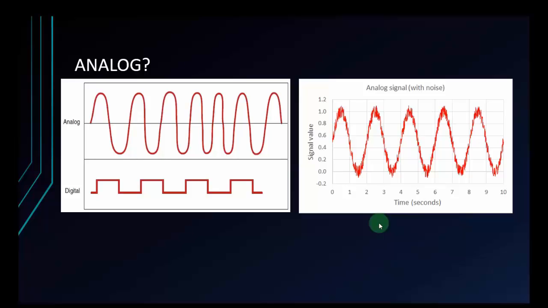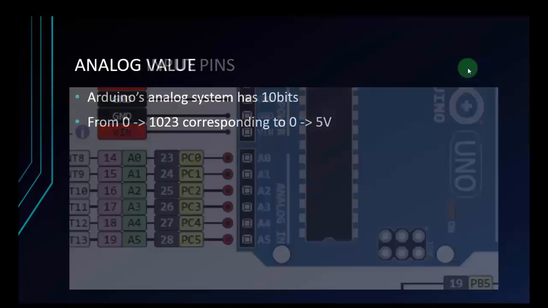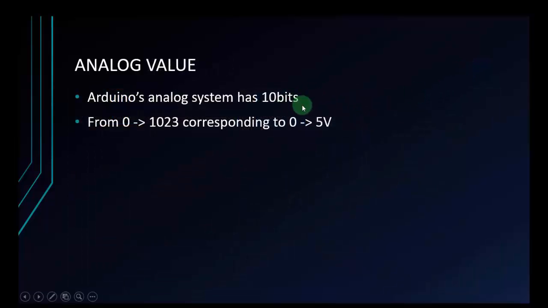Okay, we already know what an analog signal is, and now we will learn how to collect it from peripheral devices with Arduino. On Arduino, we have 6 pins to receive the analog signal, from pin A0 to A5 right here on the left side. The Arduino's analog system has 10 bits. It means it can convert the analog signal to digital from 0 to 1023, corresponding to 0 to 5 volts.